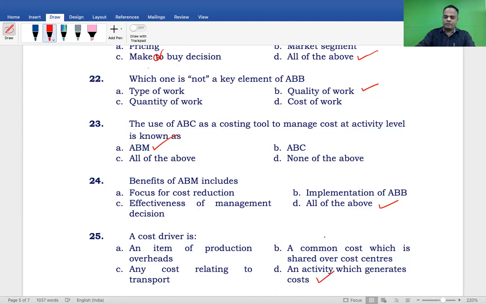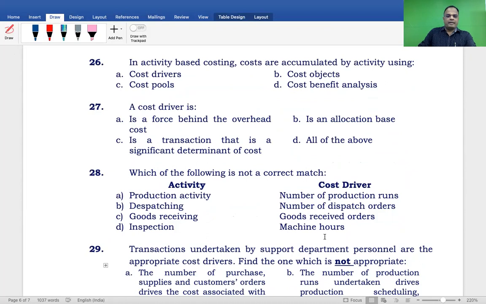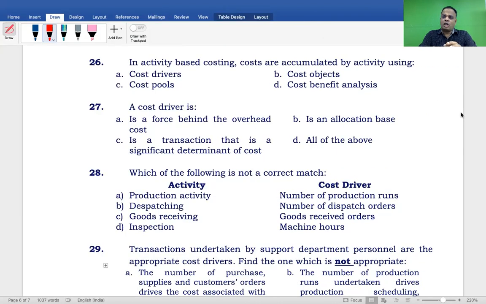Yes, listen. I will send later. Okay. Next. Try to answer this. In activity-based costing, costs are accumulated by activity using cost driver, cost object, cost pool, or cost benefit analysis. I'll repeat. In activity-based costing, costs are accumulated. Option A, cost driver, or cost object, or cost pool, or cost benefit analysis. Accumulated cost is called cost pool.